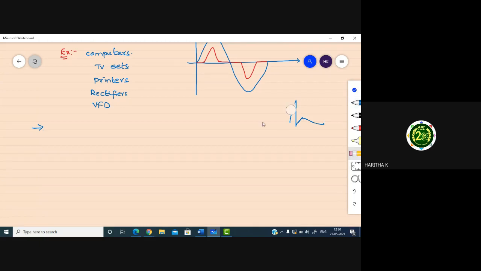And in the current waveform, harmonics are nothing but interruptions in the current, or unwanted components in the current. Those are not required for our load. Those components will be generated because of these sudden changes in current. So these abrupt changes in the current lead to harmonics.